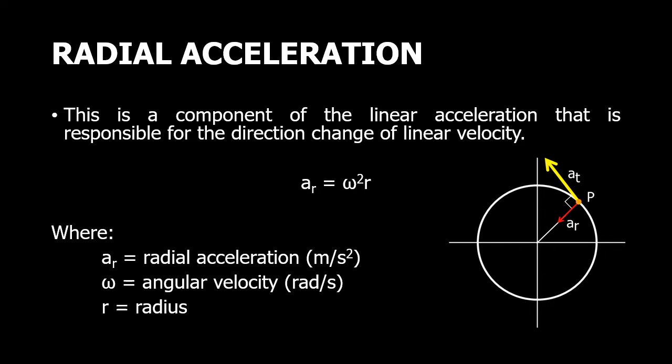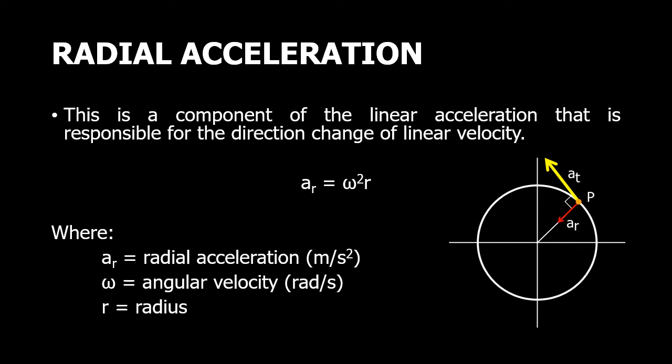So, we can obtain the value of radial acceleration with this formula. a sub r is equal to omega squared times r, wherein omega is your angular velocity measured in radians per second, while r is your radius measured in meters. Therefore, your SI unit for radial acceleration is the same as tangential acceleration, meters per second squared pa rin.